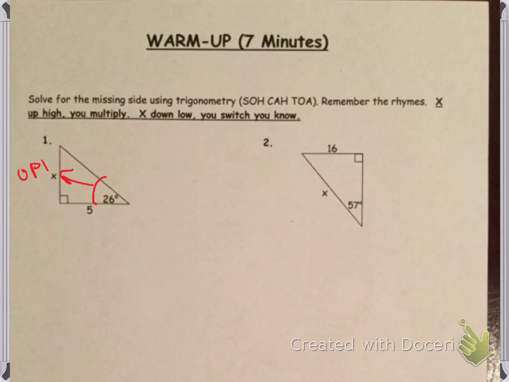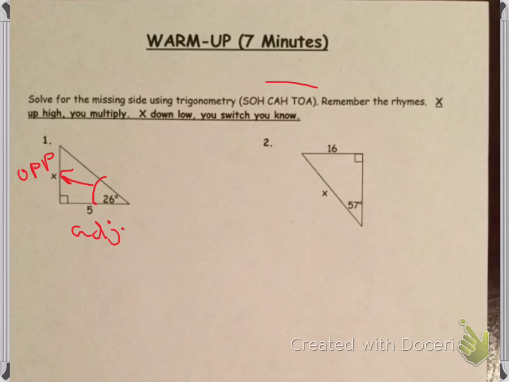So I'm going to put OPP here. Okay, and then you should have noticed that the 5 is next to the 26. Okay, it's not the hypotenuse, so this is adjacent. So you put ADJ there. So now, using my SOHCAHTOA, I should be able to figure it out.